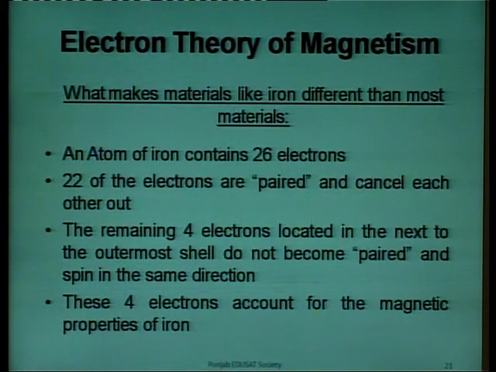Then, the electron theory of magnetism: what makes materials like iron different from most materials? The reason is that an atom of iron contains 26 electrons. 22 of the electrons are paired and cancel each other out, and the remaining 4 electrons, located in the next to the outermost shell, do not become paired and spin in the same direction, and these 4 electrons account for the magnetic properties of iron.